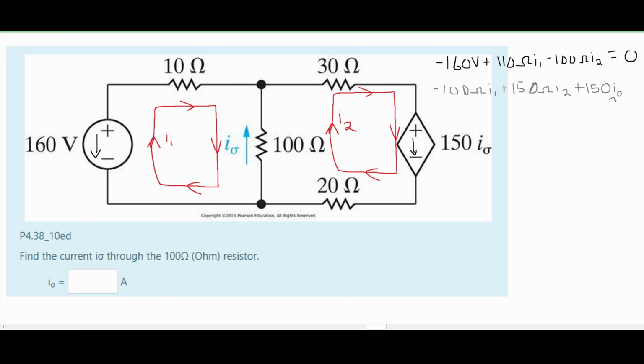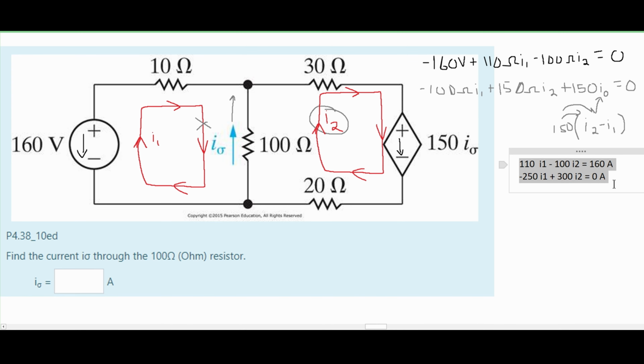Now our I, we have to see what that is. We can see that our I is going this way. It's going in the same direction as our I2, and it's going in the opposite direction of our I1. So this is going to be I2 minus our I1. This will all be set equal to 0. I'm going to factor this in. I'm basically putting this in parentheses. The 150 is on the outside. I'm going to factor the 150 in and rewrite both of these equations to be a little bit neater.